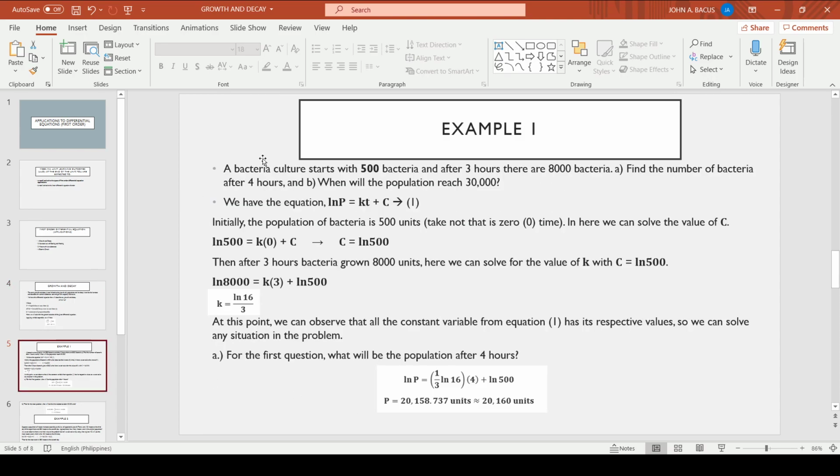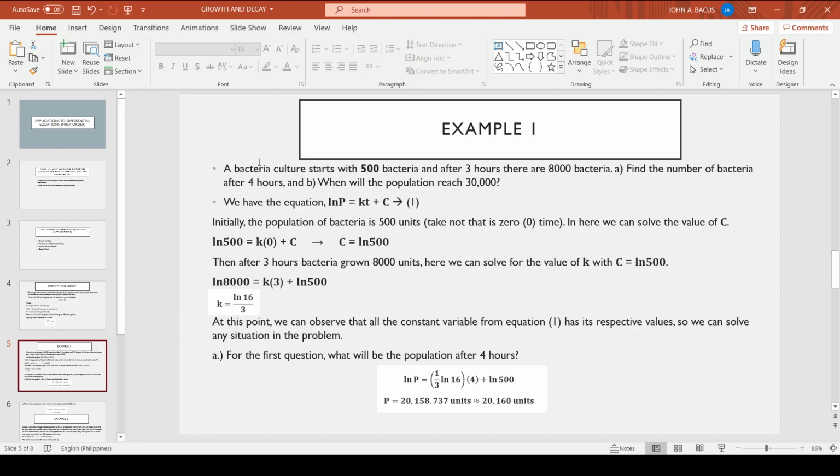So for the first example, to make it easier to understand: a bacteria culture starts with 500 bacteria. After 3 hours, it became 8,000. The questions are: find the number of bacteria after 4 hours, and when will the population reach 30,000?